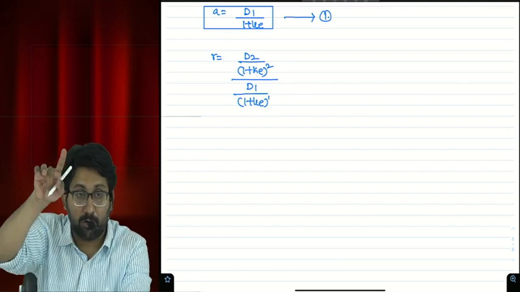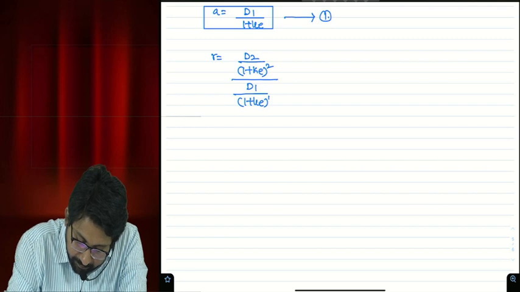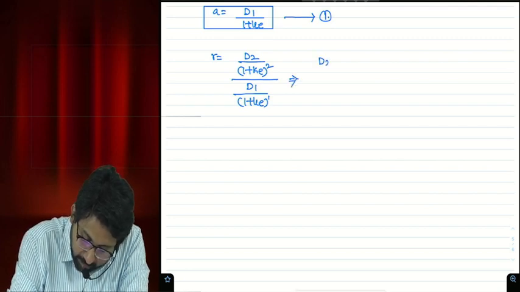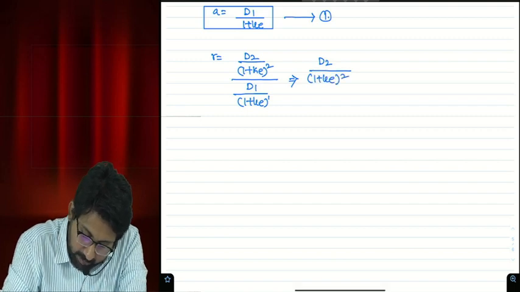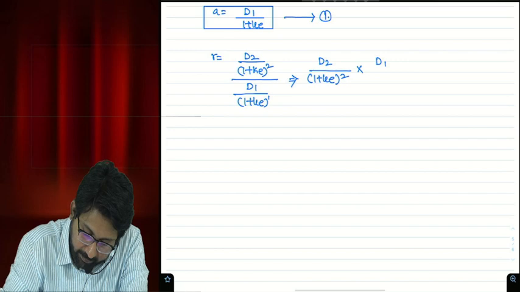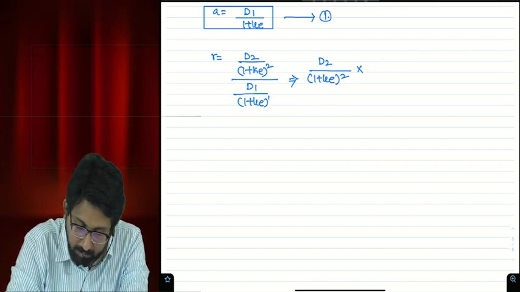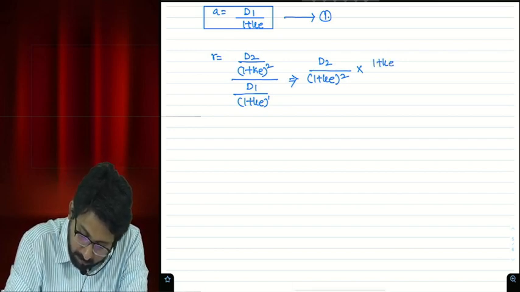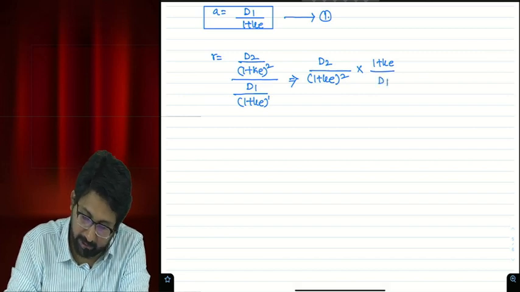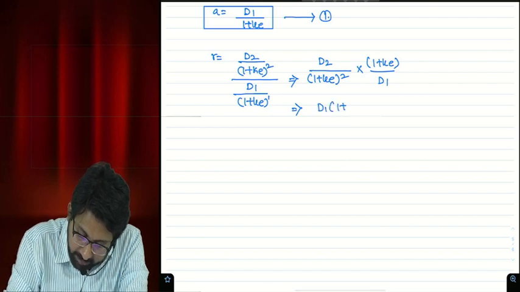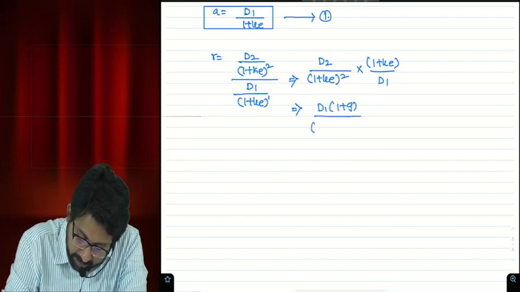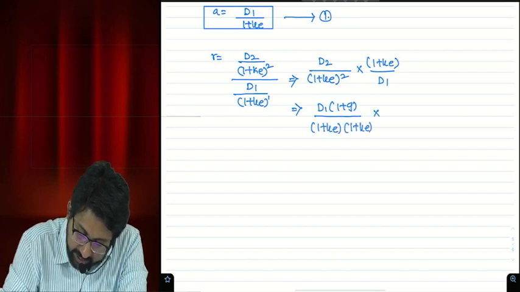We can take it to the numerator and multiply. It will look like this: D2 by 1 plus KE whole square into 1 plus KE by D1. I can reformulate D2 as D1 into 1 plus g divided by 1 plus KE into 1 plus KE into 1 plus KE divided by D1.